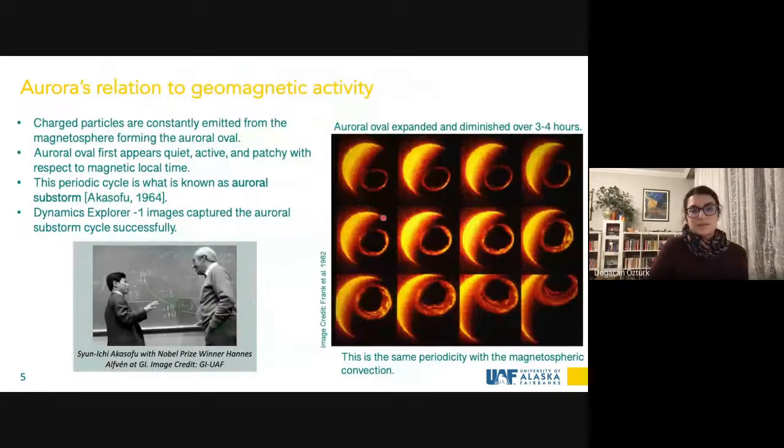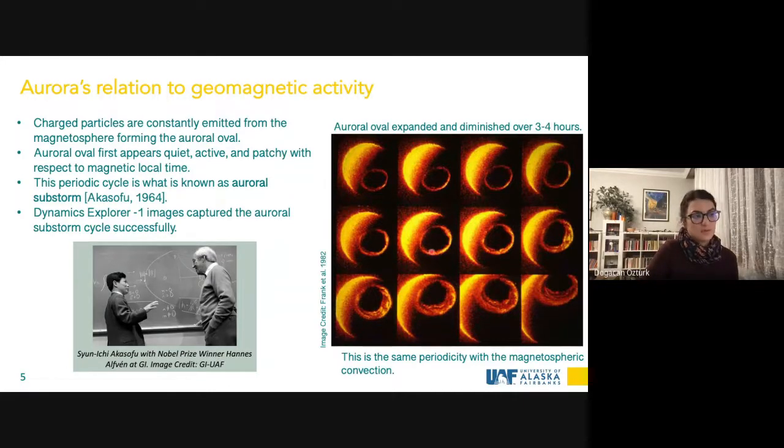Aurora is intimately related to geomagnetic activity, since charged particles are constantly emitted from the magnetosphere, forming the auroral oval. This auroral oval, as you can see here through the Dynamics Explorer images, first appears as a quiet, very dim oval-type shape. In time, we can see it getting brighter and starting to expand, becoming more active. At times it appears patchy, and with respect to magnetic local time, we can see that this auroral oval also shows variability.